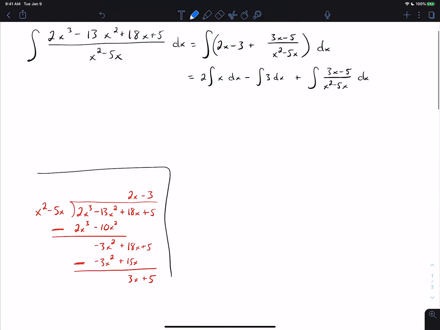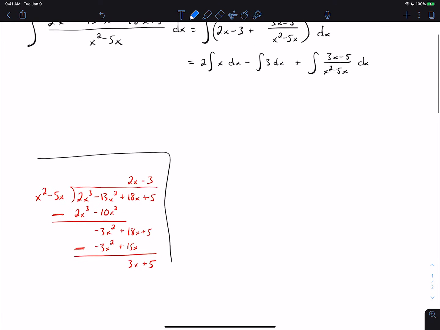So we do the partial fractions decomposition by factoring the denominator. So we take 3x minus 5 over x times x minus 5. We can split that into a over x plus b over x minus 5, and now multiply by the common denominator. So we get 3x minus 5 equals a times x minus 5 plus bx. The a distributes, and now we combine like terms.